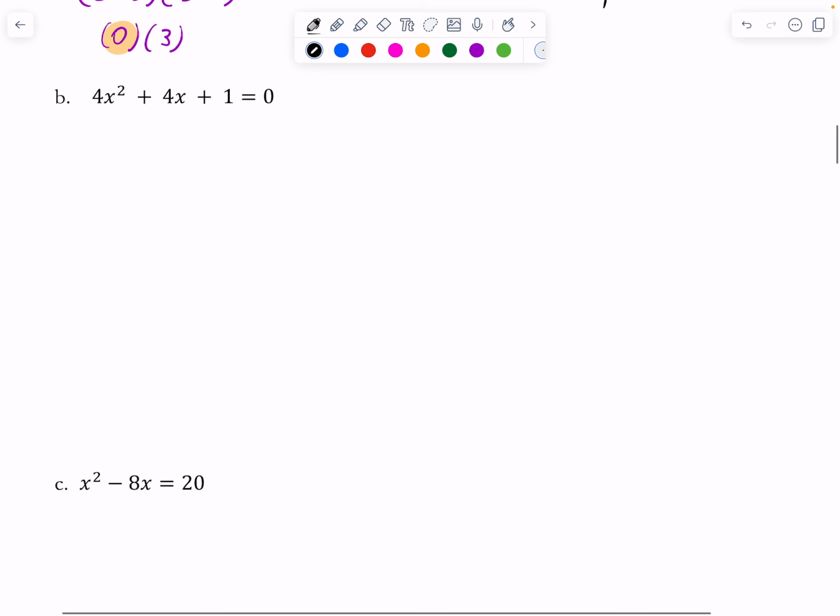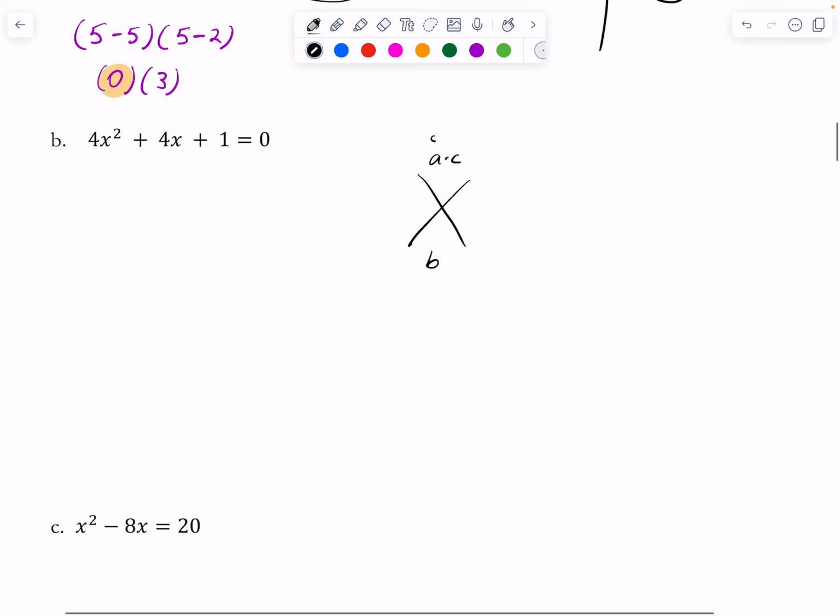Let's try B. All right, this time when I make this a times c that adds to b, I notice my a is not 1, it's 4. So 4 times c of 1 is going to be 4. My b is 4, so I need factors of 4 that add to 4, which is going to be 2 and 2. Now, because a is not 1, I'm going to rewrite 4x squared plus 4x plus 1, but I'm going to take this middle term of positive 4x, and I'm going to blow it up using those two numbers.